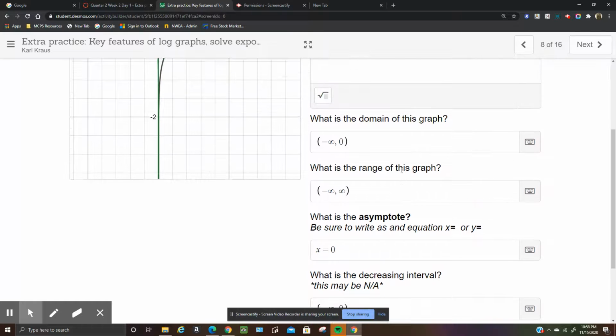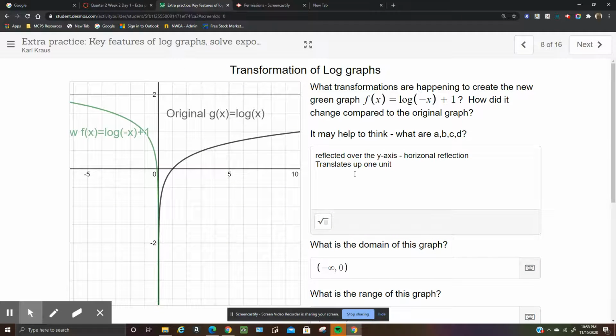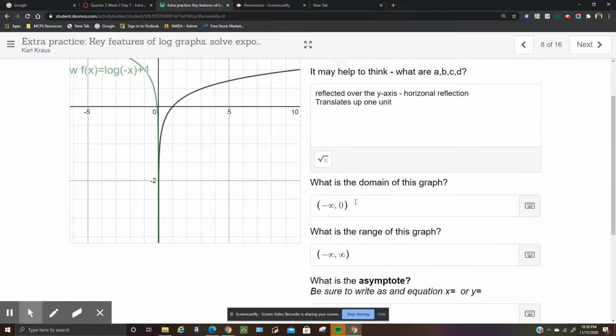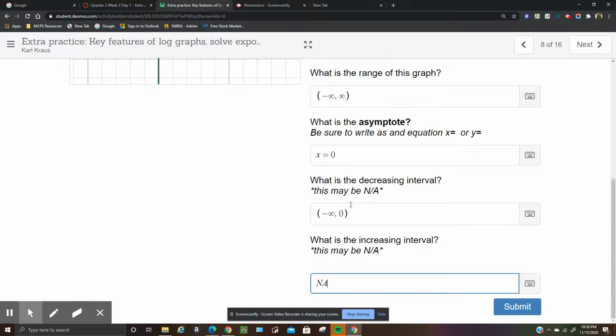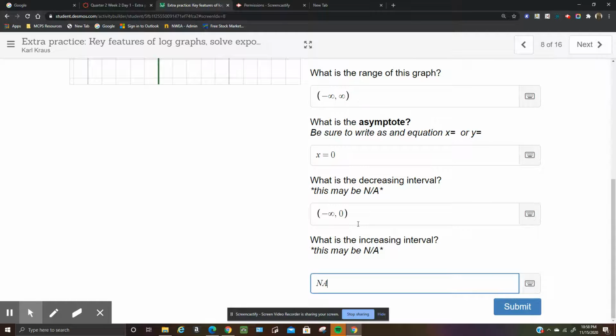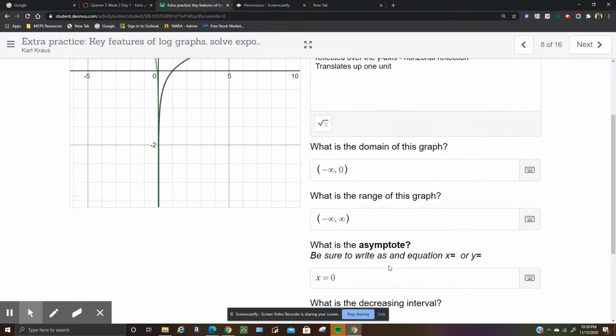Reviewing the answers one at a time. Reflected over the y-axis, or a horizontal reflection, translates up 1 unit. The domain, negative infinity to 0, range, negative infinity to positive infinity. The asymptote is x equals 0. Decreasing, negative infinity to 0. Increasing is NA.